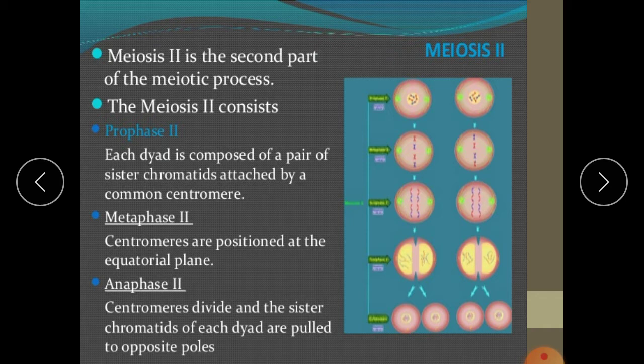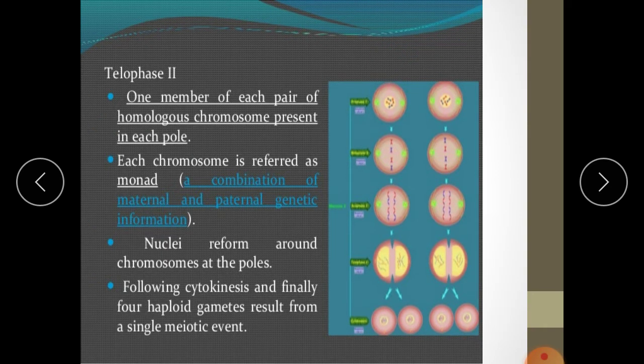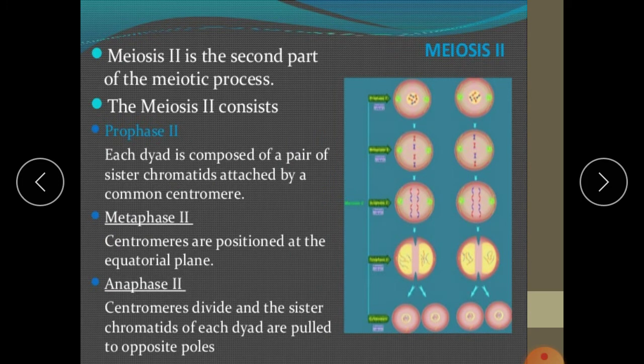Then metaphase II. Centromeres are positioned at the equatorial plane, brought to the equatorial plane in metaphase II. Anaphase II, centromere divides and the sister chromatids of each dyad are pulled to opposite poles.